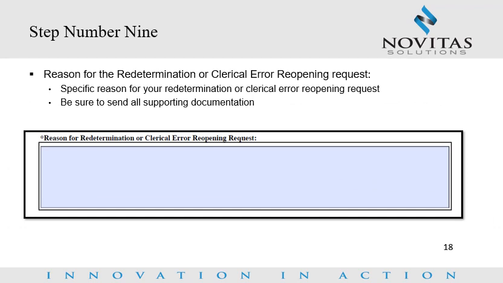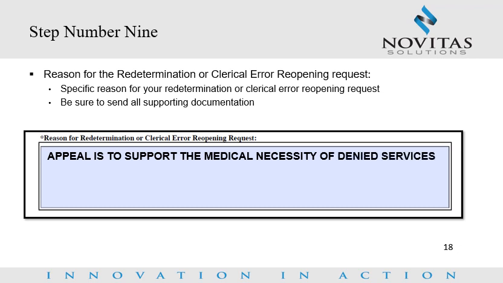Step number 9. The final step in the form completion is where you can create a narrative that gives a clear, concise reason for the request. Please be as specific as possible and try to avoid jargon or acronyms that may not be understood by Novitas's appeal staff. Please be sure to send all supporting documentation for the services being appealed. Let's write a brief narrative to say the appeal is to support the medical necessity of denied services.